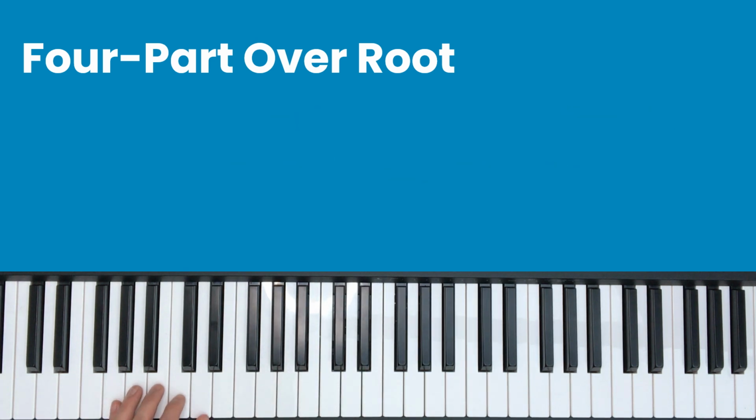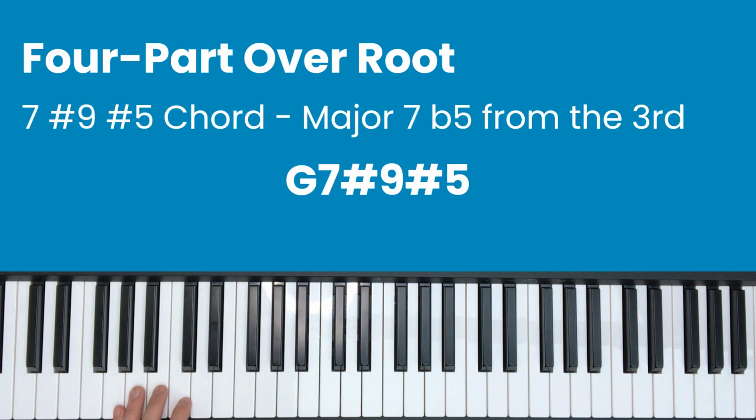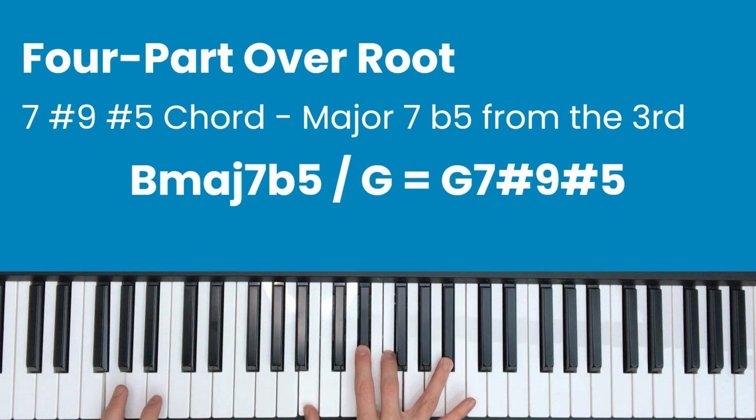Another shape we're going to look at is building a major 7 flat 5 shape from the 3rd. Okay, so we're planting our root G, we're building a major 7 flat 5 shape from B, which looks like this. That's our G7 sharp 9, sharp 5. Another lovely sound.